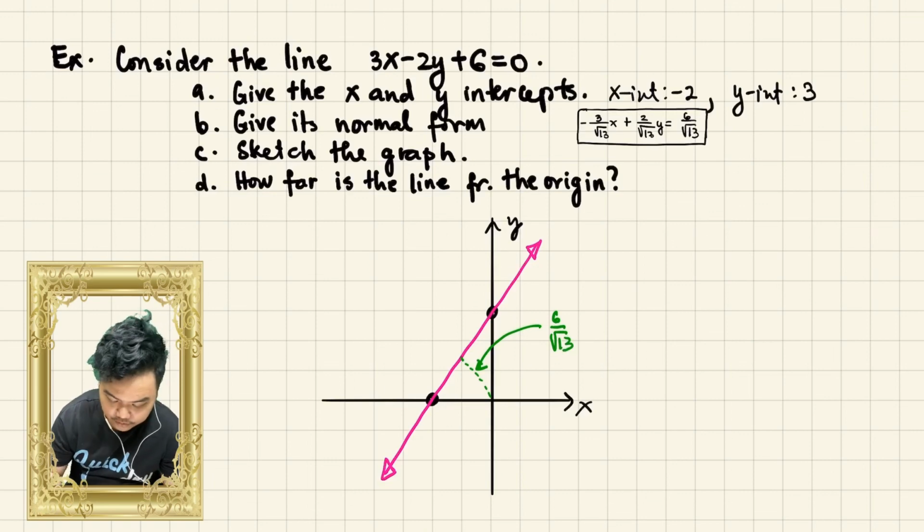So, ang distansya nung line mo sa origin, pag sinabing distance ng point at saka line, yun yung perpendicular distance. Okay, so yung distansya nung line na to sa origin ay 6 over square root of 13.